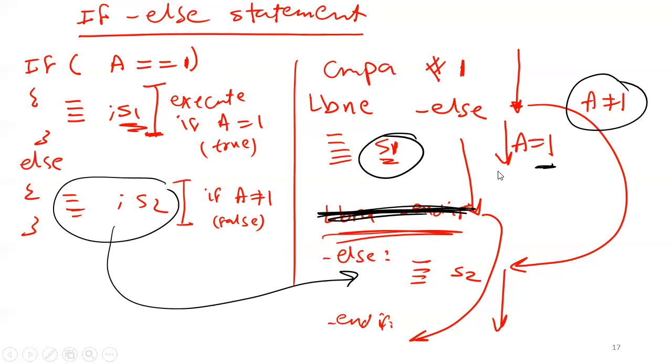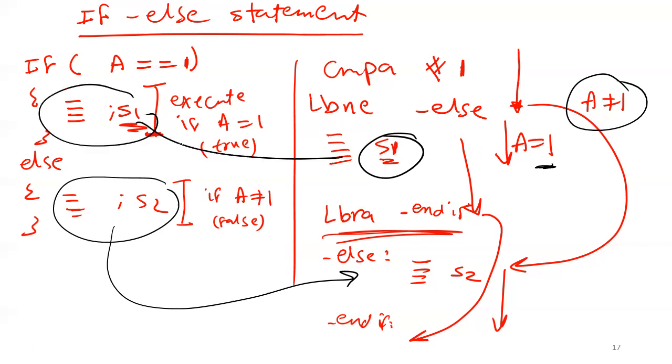Let me tell you what this instruction is doing anyway, and then I'm going to ask why I put it. After I put S1 here, S1 is going to be executed if A equals 1. And then at the end, I put an unconditional instruction to skip this part. So if I execute S1, I have to skip this one. Again, this is a common mistake.